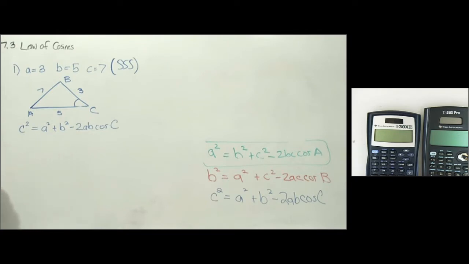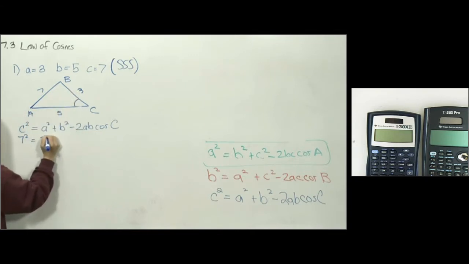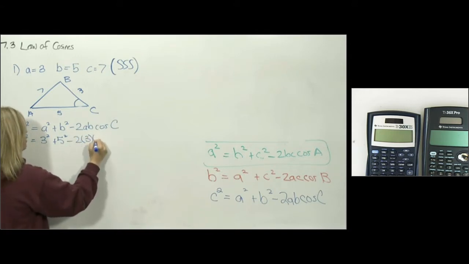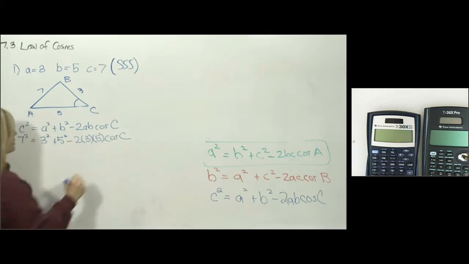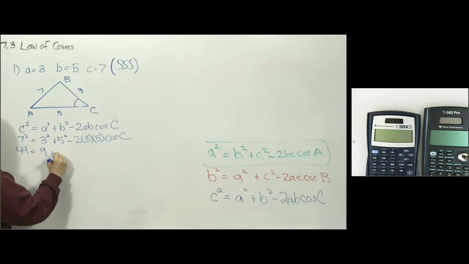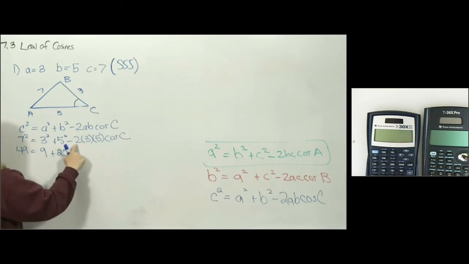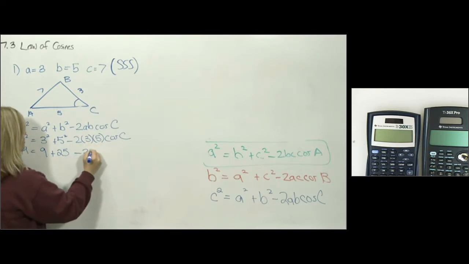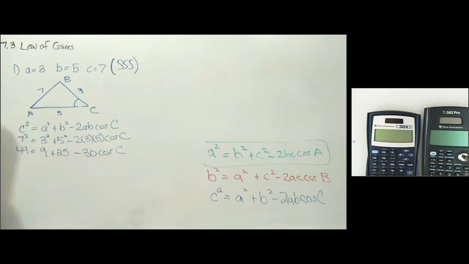Now it's just substitute time. C is 7, so that's 7 squared. A is 3 squared. B is 5 squared minus 2 times 3 times 5 cosine C. Everybody's good? Arithmetic. 7 squared is 49. Now, 3 squared is 9. 5 squared is 25. Negative 2 times 3 is negative 6. Negative 6 times 5 is negative 30. Cosine C.